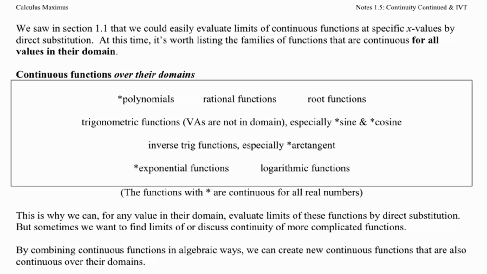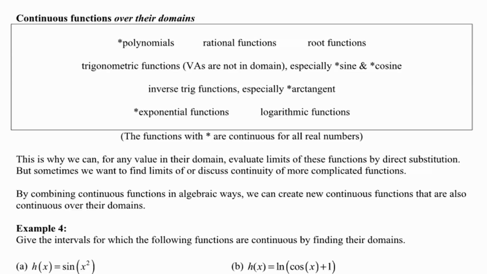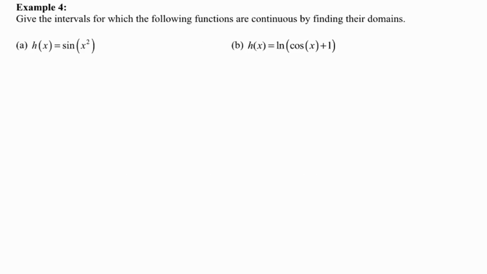We have continuous functions, and some functions are continuous over their domains, like rational functions. They're continuous everywhere they don't have a vertical asymptote. Okay, trig functions, square root functions, fourth root functions, anything like that. So let's just look at an example with those. You can read that. I really like this example part B, because you have to know about logs and you have to know about trig functions. But we'll start with part A.